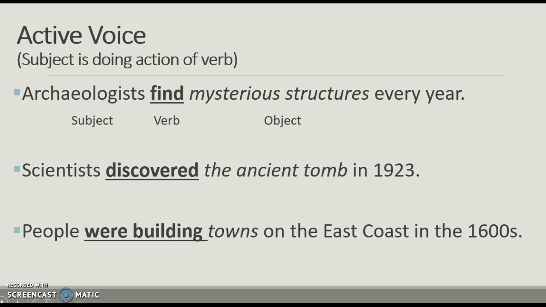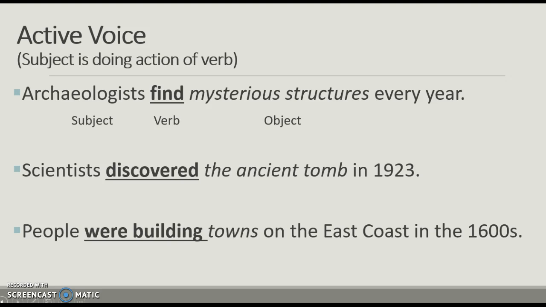So if we look at the first sentence, archaeologists find mysterious structures every year. We have archaeologists, which is the subject, find, which is the verb, and mysterious structures, which is the object of the sentence. So in this sentence, the thing that is doing the action of the verb, find, is archaeologists.